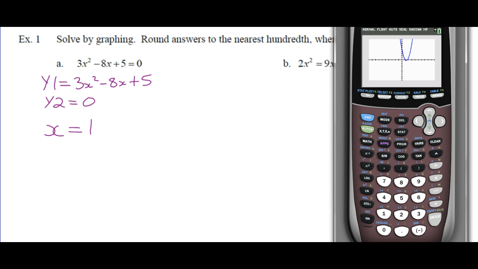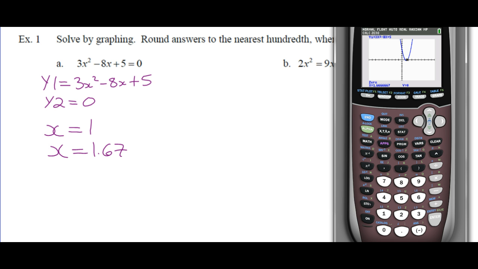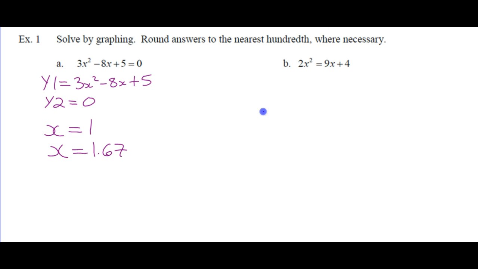So second calc 0. I need a left boundary. So I just need to make sure it's negative there. It's negative. I need a right boundary. It's positive. I need a guess. Enter. 1.666666. So what's x equal to? 1.67, rounded to the nearest hundredth. So watch your rounding. Watch your rounding. All right, so I'll do that. We'll do the intersect on the other one.